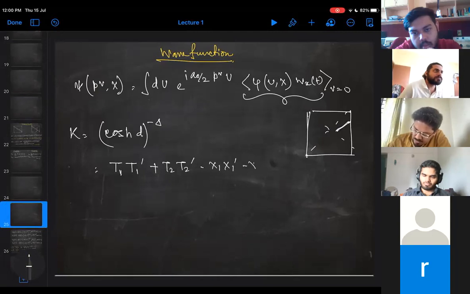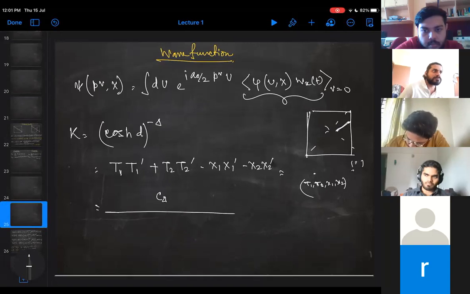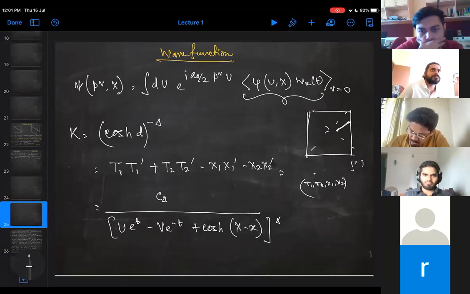x1 prime minus x2 prime. Suppose these two points are t1, x1 and t2, x2, and the others like primes. So you can actually convert this to Kruskal coordinates. These embedding coordinates can be converted to Kruskal coordinates or VT coordinates, whatever. We are working in Kruskal coordinates. So in Kruskal coordinates, it simply becomes some u into the power t. So we need to have 1 minus t plus cosh x minus x to the power delta.